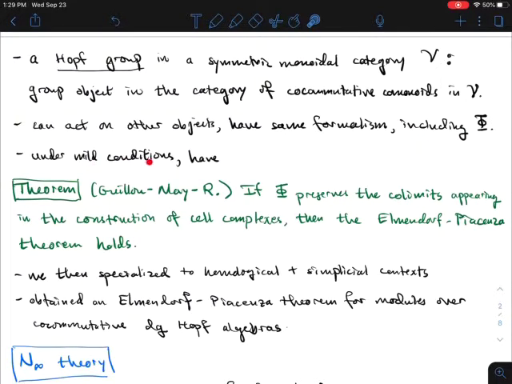Under mild conditions, which ensure that certain model category structures exist, we have the following theorem due to Guillou, May, and myself. Namely, if the functor Φ preserves the colimits appearing in the construction of cell complexes, then the Elmendorf-Piacenza theorem holds for actions of the Hopf group. We then specialized to homological and simplicial contexts, and in particular, we obtained an Elmendorf-Piacenza theorem for modules over cocommutative differential graded Hopf algebras, in the usual sense.